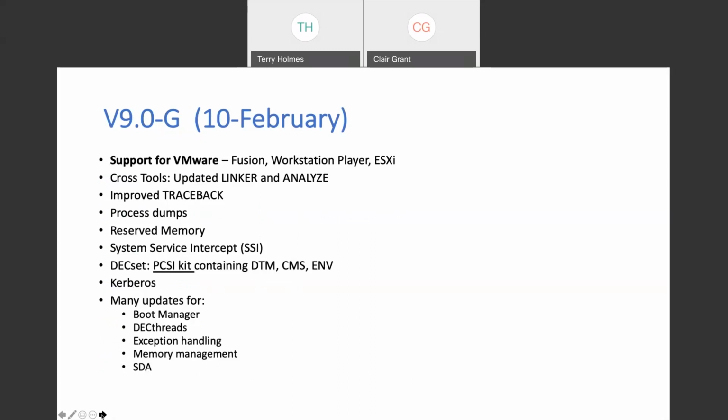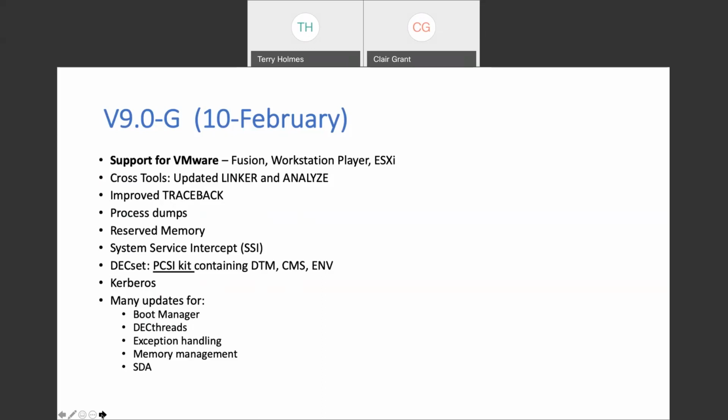So what just happened a week or so ago? We released what we call the G release. And for me, the big item was supporting VMware. A lot of this came together right in the last week or 10 days or so before our final build. And as we announced in G, we now support Fusion, which is on Mac OS, and Workstation Player, which is for Windows, and the ESXi, which we run on a couple of different hardware platforms ourselves.